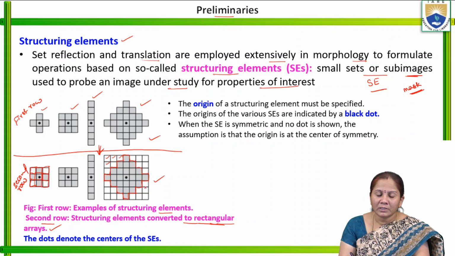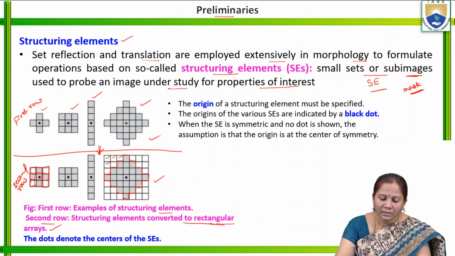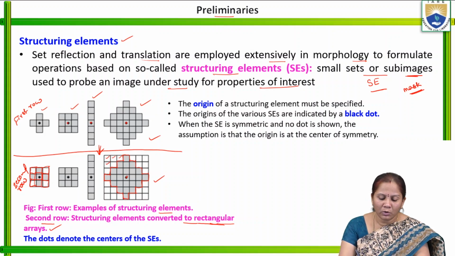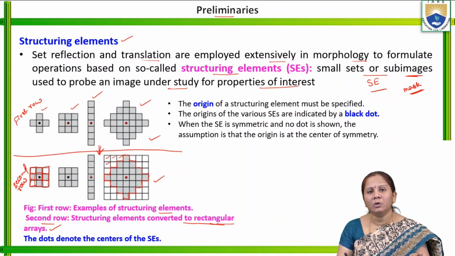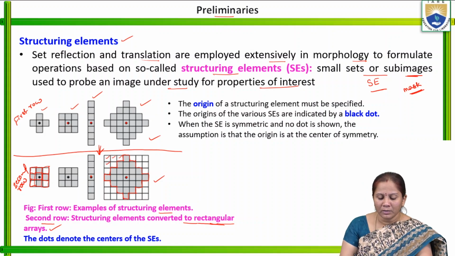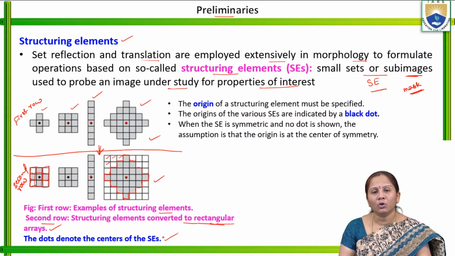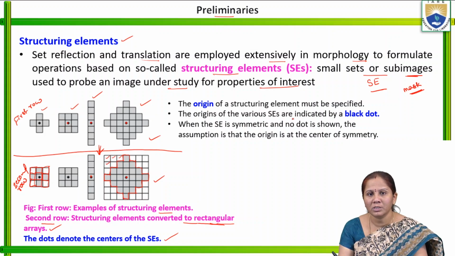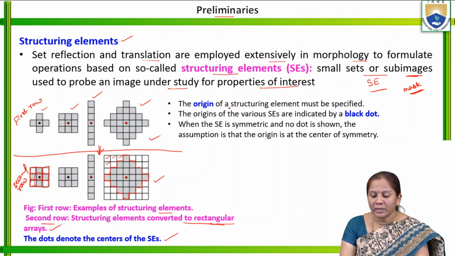So if we observe these structuring elements, here we can observe dots are available. Here also dots are available. What do those dots indicate? They indicate the center of the structuring element, or it can also be called the origin of the structuring element. So here some points are given related to the dots and origin of the structuring elements. The origin of the structuring element must be specified.